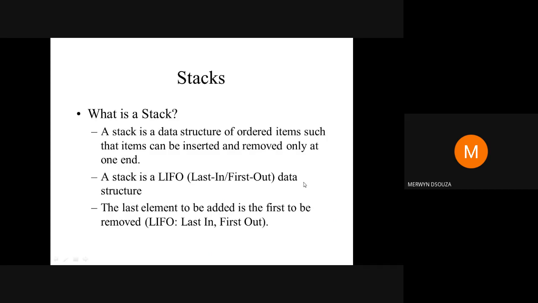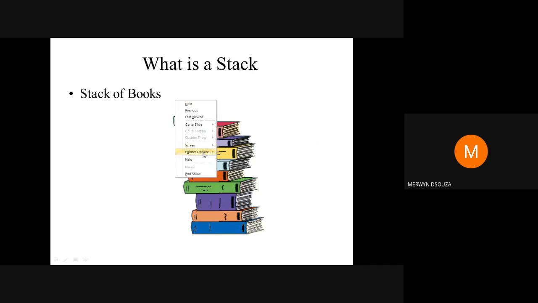Let's define what a stack is in terms of data structures. A stack is a data structure of ordered items such that the items can be inserted and removed only at one end. Like I told you in the previous diagram, that one end is the top of the stack. So you can more easily remove and insert items from the top of the stack. Normally when we are writing a program or drawing diagrams, the top of the stack is written in short form as TOS. It's not needed that you write it like this, but normally I do. TOS stands for top of the stack.